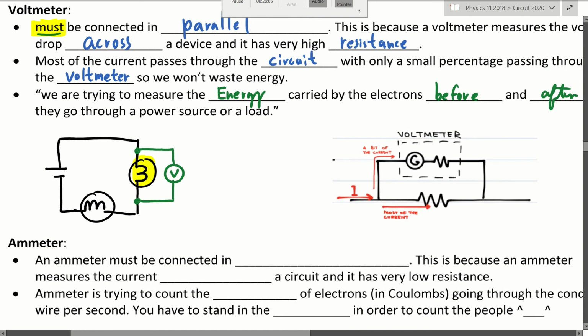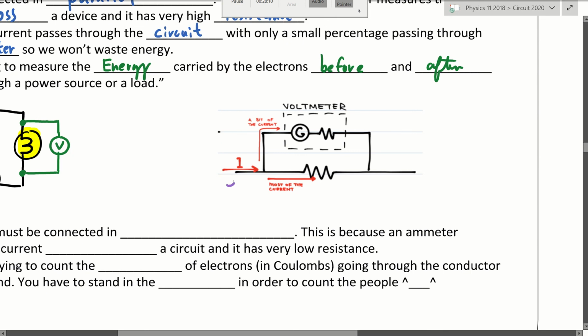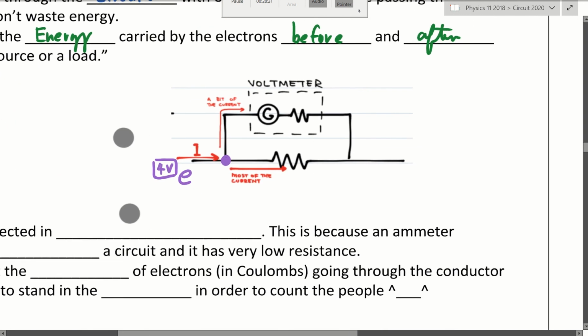So you can think about it this way. Let's say you have an electron going in the direction of the current, and it's carrying, let's say, 4 volts. So the electron goes in, and you stop it here and say, hey, electron, how much are you carrying? 4 volts. And then the electron goes through this, right? And when it comes out, you stop the electron again and ask, hey, electron, how much are you carrying right now? And the electron says, 1 volt. You check the backpack. It's only carrying 1 volt right now.